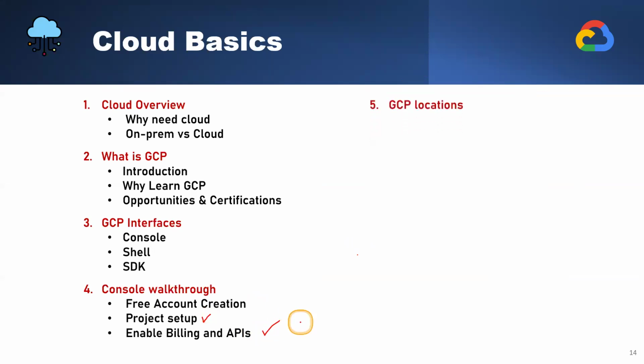And I would like to talk about the GCP locations. What is the region, what is the zone, what is the selection criteria and importance. Whenever you are deploying a service, it is very important that you select a proper region and zone. If you do not, it affects your cost, the geographic location, and the performance of your application also. So we will see how to select it in the GCP locations concept.